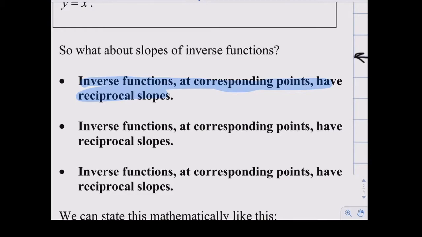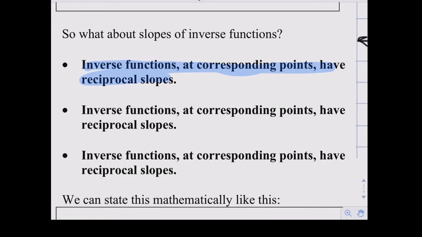At corresponding points, inverse functions have what type of slopes? Reciprocal. We get reciprocal slopes on inverse functions where? At corresponding points. And for what type of functions do we have reciprocal slopes at corresponding points? Inverse functions. You think you're going to remember that? If not, go back and reread any one of those three bullet points. I would probably say the middle one. It's less exposed, so it's fresher.